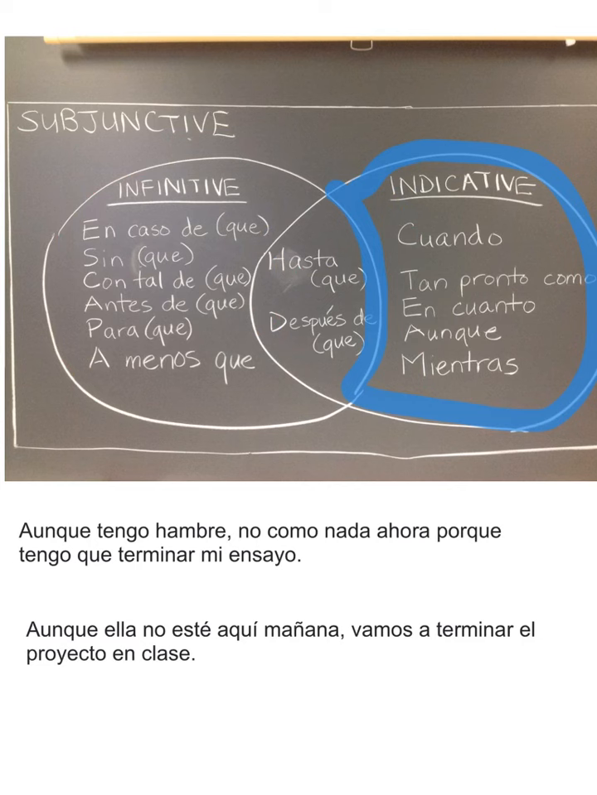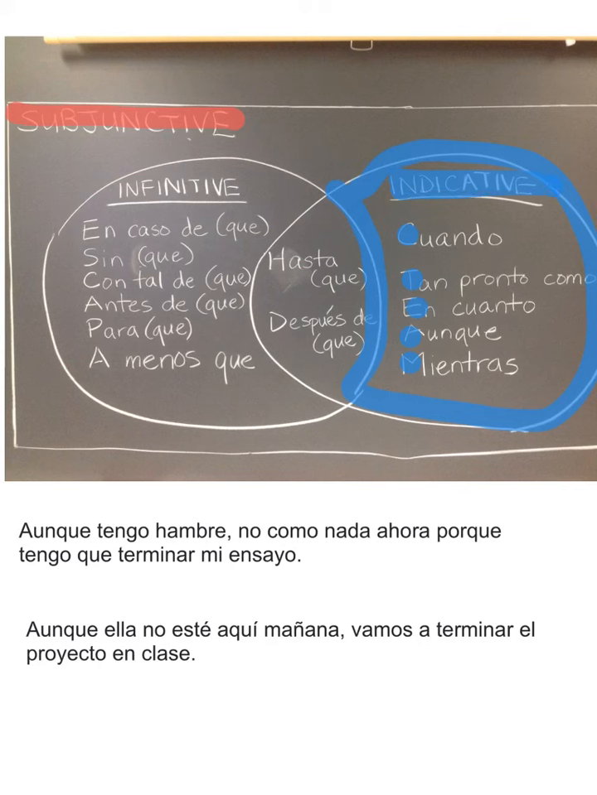So now if I'm looking solely at this right-hand side of the chart, indicative, C team, these expressions cannot be followed by the infinitive. They're all on the right side. They're not overlapping with infinitive. You can't put an infinitive after cuando, tan pronto como, en cuanto, aunque, or mientras. They have to be either subjunctive or indicative.